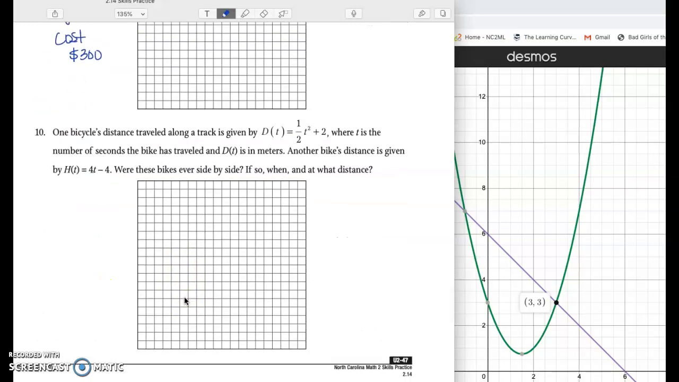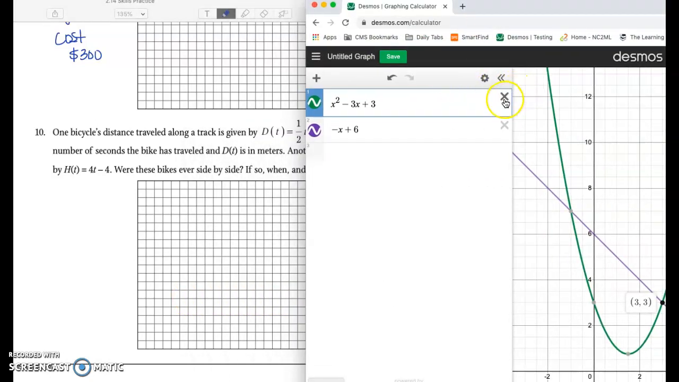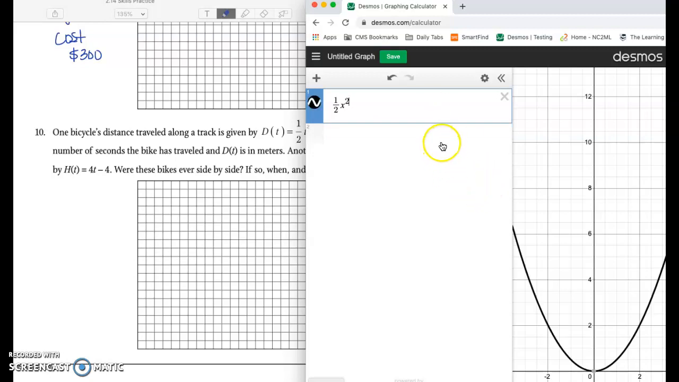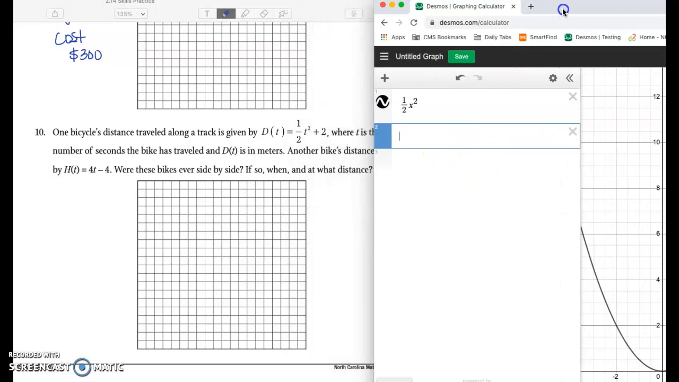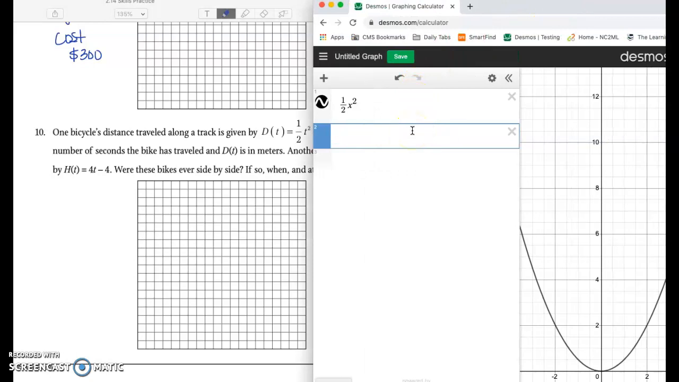Number 10: one bicycle's distance traveled along a track is given by d(t) = 1/2 t² + 2. The other one's at 4t - 4. Were the bikers ever side by side? So again, to be side by side, they have to be at the same distance. So I'm looking for the intersection. So I have to use x. Desmos is not going to recognize any variable other than y and x. If you put another variable in, it's going to ask you to use sliders and set up restrictions. So just change those to x's instead of t.